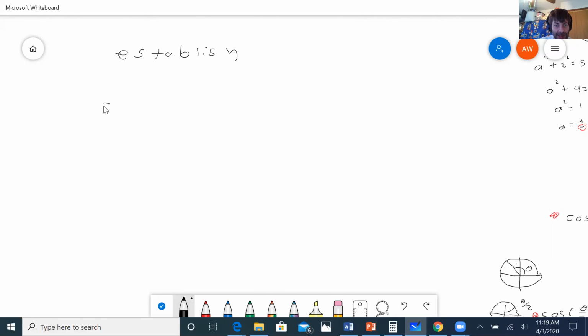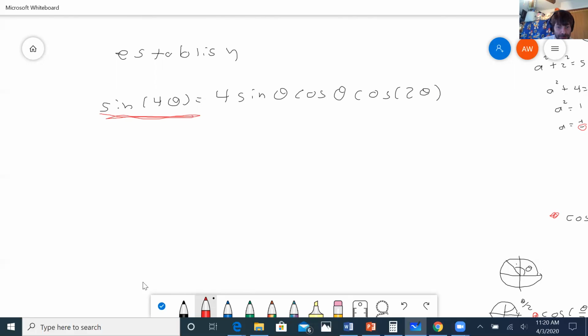So here's the identity we want to have. We have sine 4 theta equals 4 sine theta cosine theta times cosine 2 theta. So what I'm going to do is I'm going to start here with the left-hand side. I guess what I want to note is that this 4 theta is twice 2 theta.